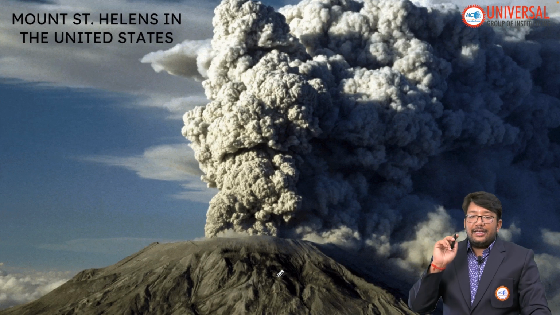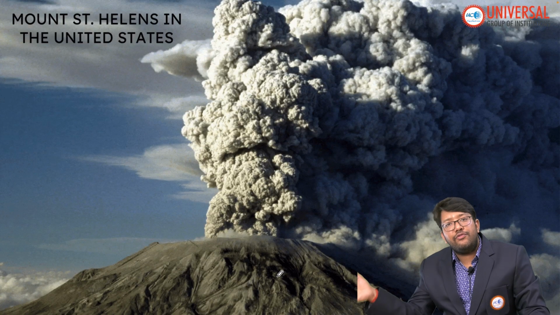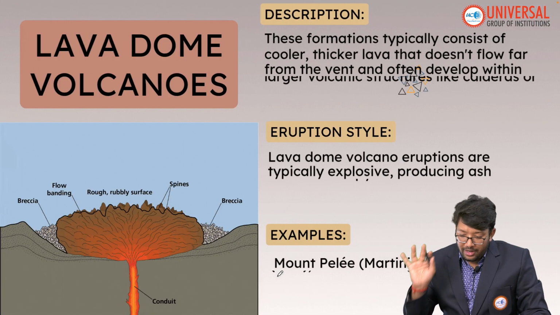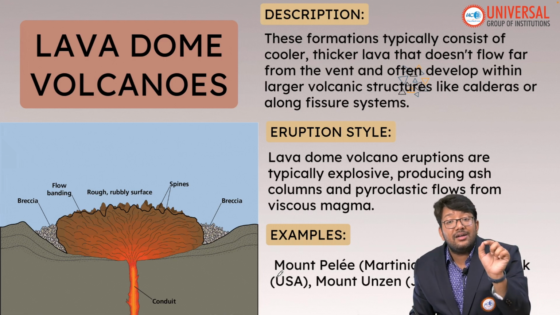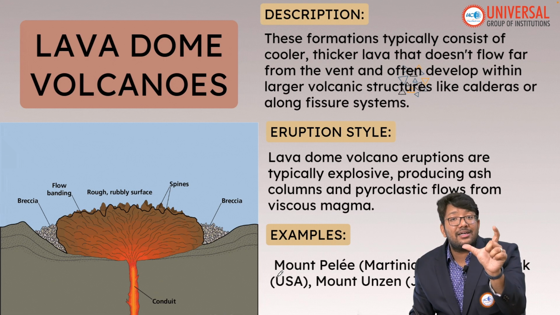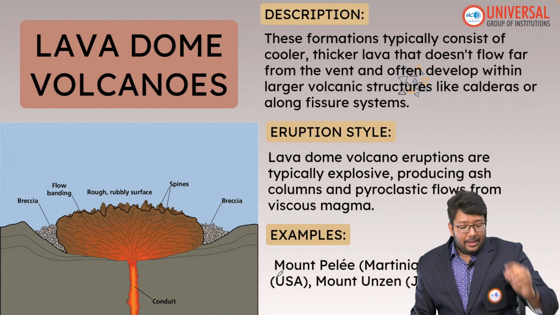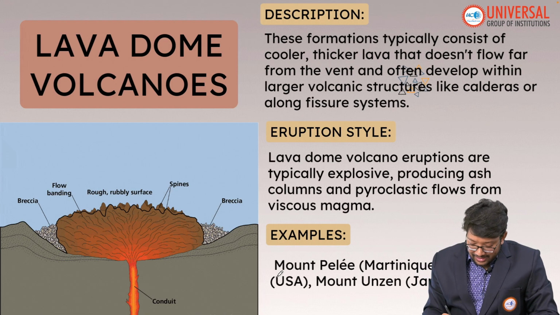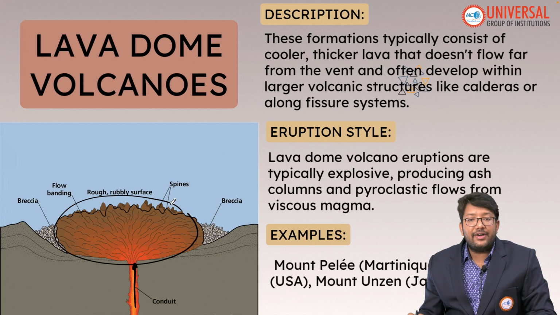Okay. Fourth type of volcano is lava dome. So Mount St. Helens also falls under the lava dome also. So what are lava domes? These formations typically consist of cooler, thicker lava. Lava is thick, it is not going up in the sky that much. So basically what happens, students, when the magma is coming out of the conduit, it solidifies here only.